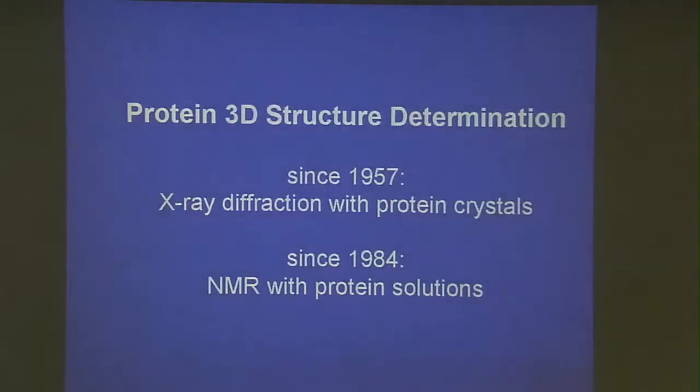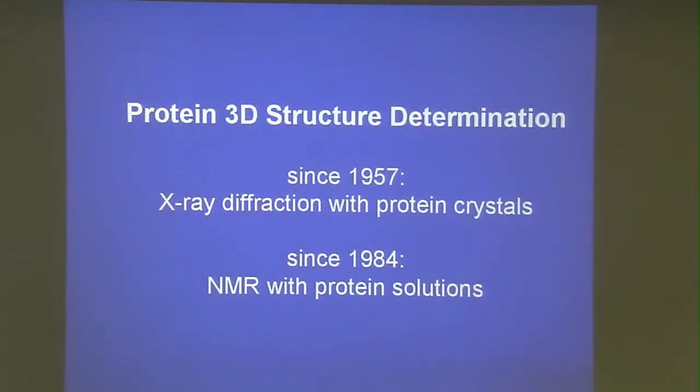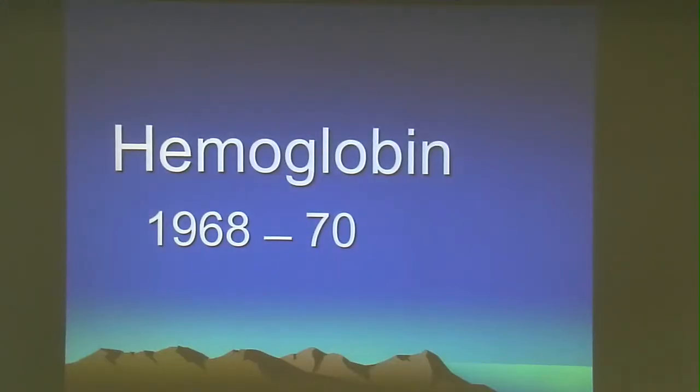And this is how structural biology indeed started in around 1957 with crystallography, which uses protein crystals, and much later did we come in with the NMR method to determine protein structures in solution. And the heroes of this early work with X-ray diffraction on hemoglobin and myoglobin were Max Perutz and John Kendrew.